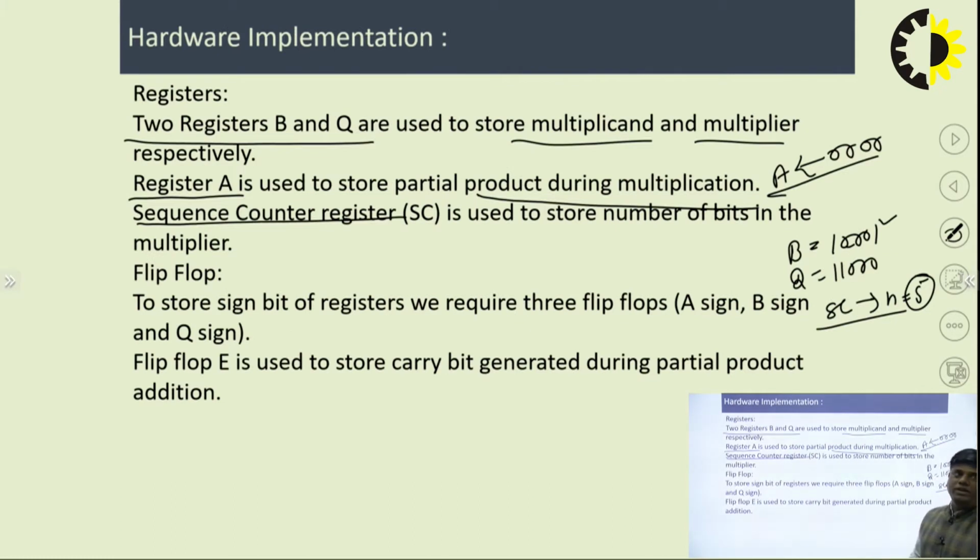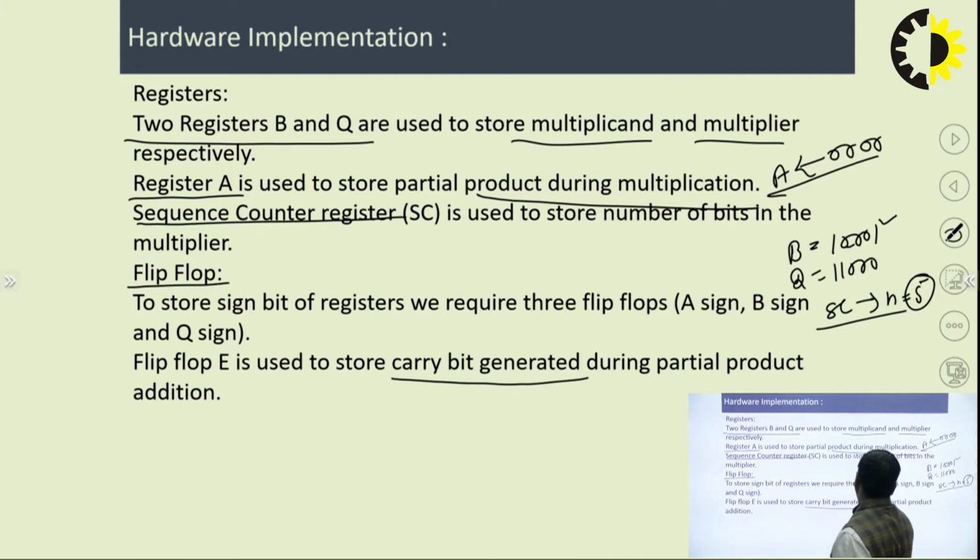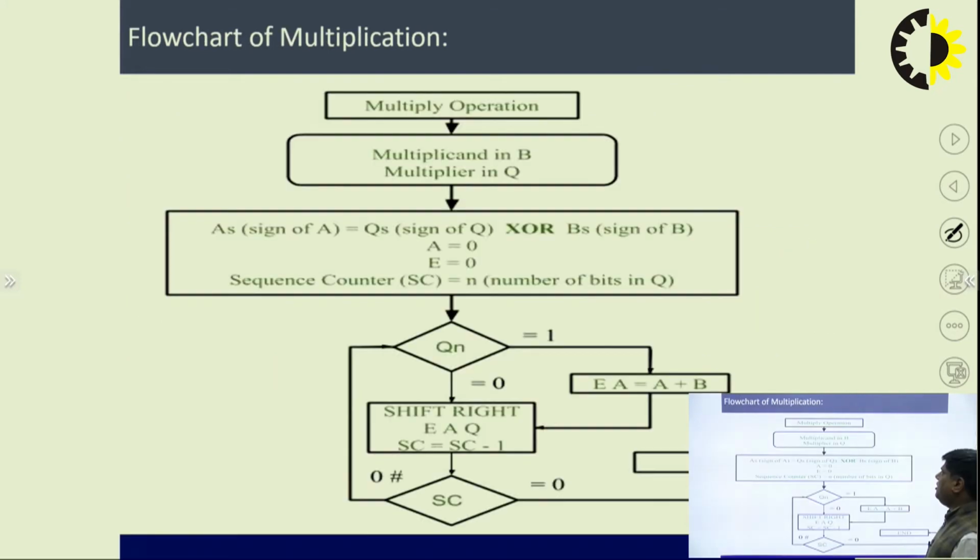And the flip-flop, in which we store the sign bit of the two values, register A and register B, is made for the flip-flop and used for the carry bit during the multiplication operation. We are using the flag register. Now this is the flow chart for better understanding.